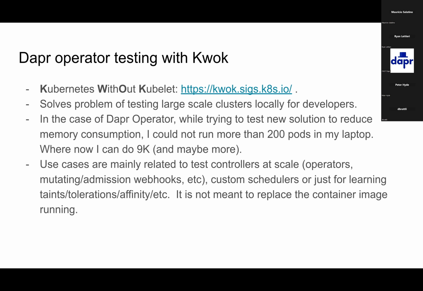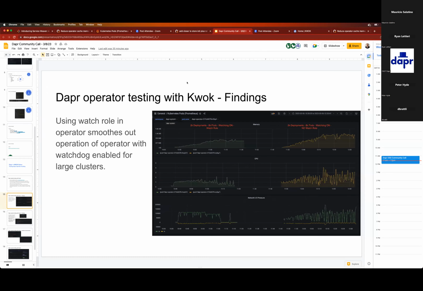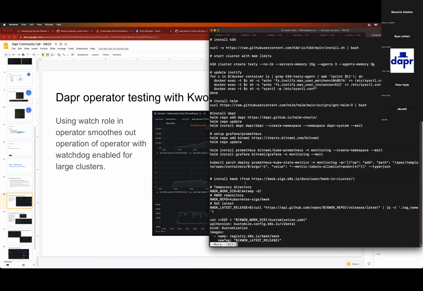So again, the use case is mainly checking the scheduler, your controllers, your mutating and validating webhooks, affinity, toleration, things like that related to Kubernetes. And in our case, for Dapr, checking the operator. Let me show you quickly. The installation is fairly simple.